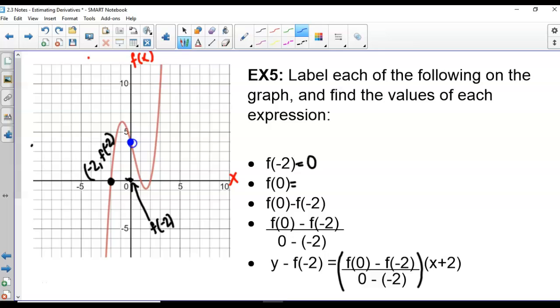Okay, for f of 0, we're looking at, here is x equals 0, we're going up to the graph. Right here is our point. And so, in this case, I guess we can just label this since it's on the y-axis. This is our f of 0. Destiny, what is f of 0? What's the value for that? 4. Good.